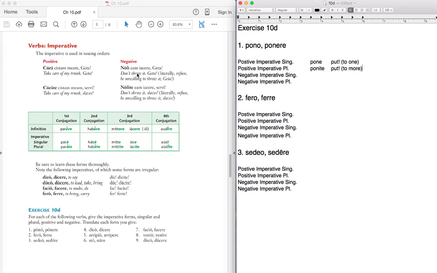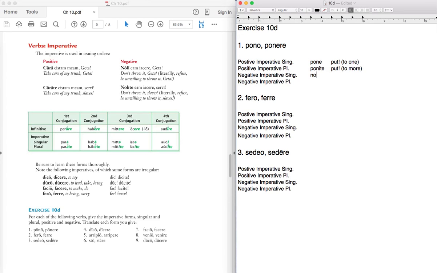And then negative commands just use either noli with an infinitive or nolite with the same infinitive, singular or plural. Now this sort of corresponds to singular here and plural here. Noli means, as it says here, literally be unwilling to throw it, but we're just going to say don't throw it. Some of those parking spaces in Boston say don't even think about parking here. It's kind of like that. Don't be willing to park here, but really we're just going to say don't park here. So noli for singular, nolite for plural.